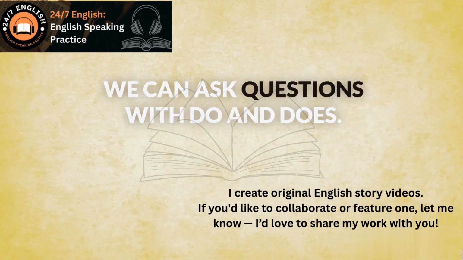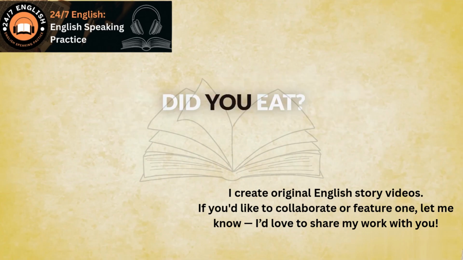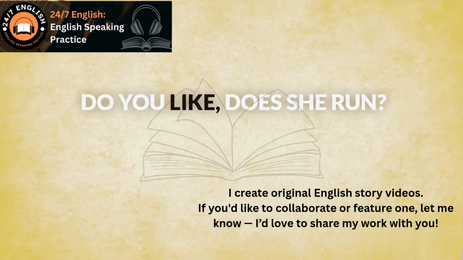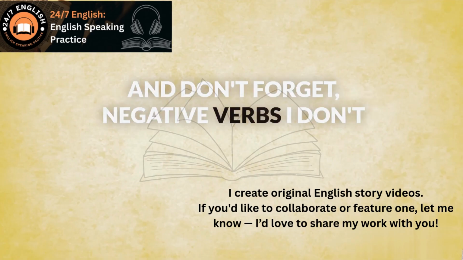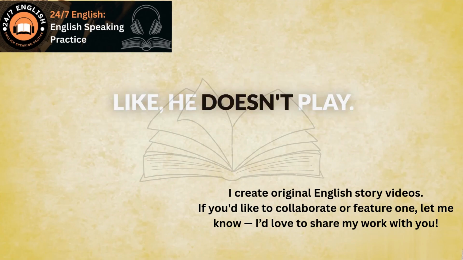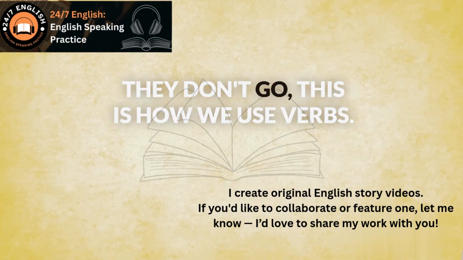We can ask questions with do and does. Did you eat? Do you like? Does she run? And don't forget negative verbs. I don't like. He doesn't play. They don't go. This is how we use verbs.